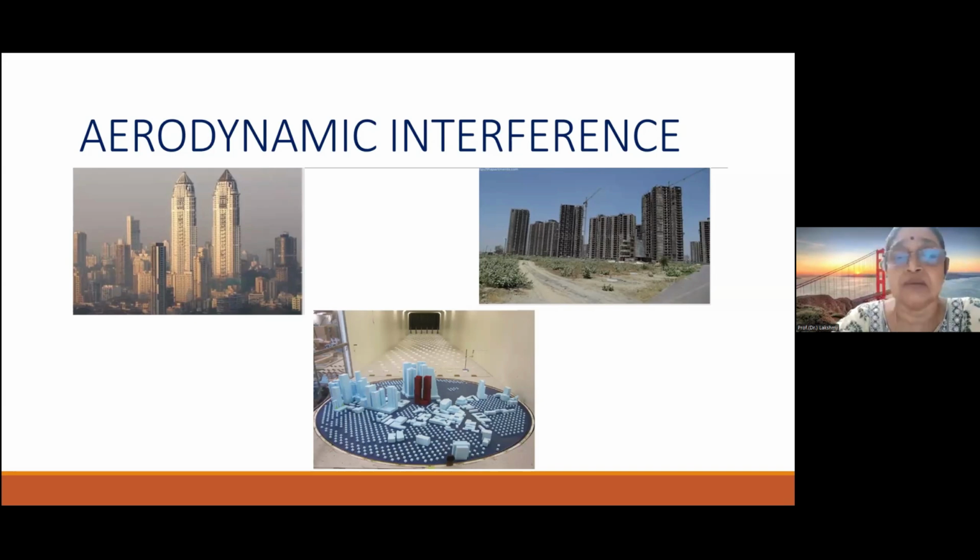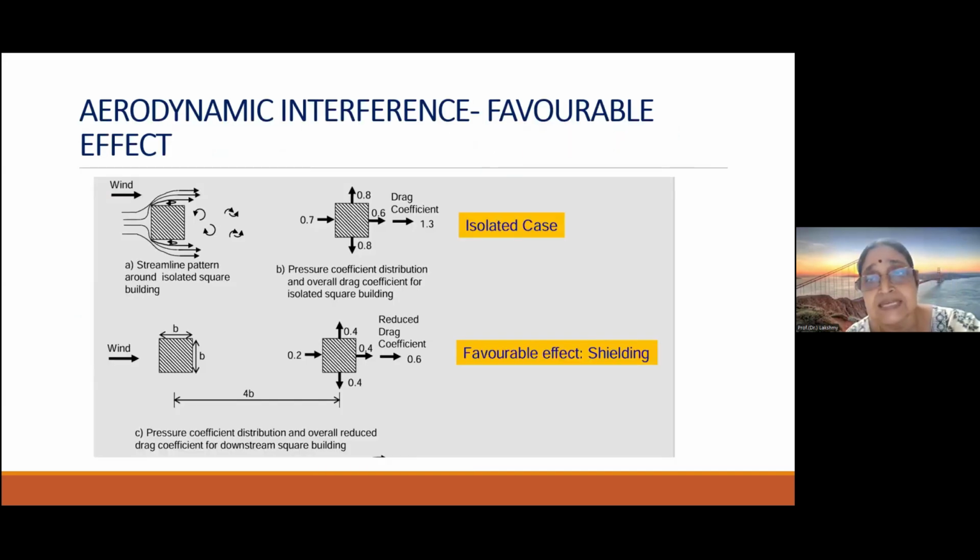The same problem we face even in power plant configuration planning. There may be a group of chimneys or cooling towers which are closely spaced because of non-availability of land, and there are also other power plant structures. So the presence of all these structures affects the wind forces on these structures. Now, as I said, wind may be a favorable factor or an unfavorable factor. In some cases, wind interference may be a favorable effect.